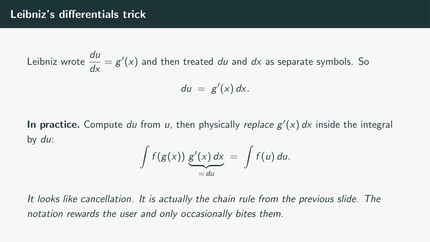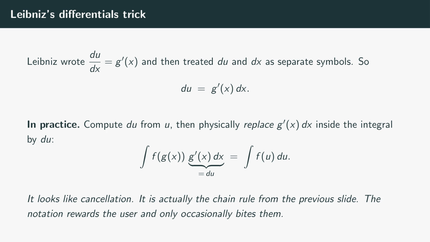If du over dx equals g prime of x, you can multiply both sides by dx and write du equals g prime of x dx. In practice, this is how everybody does substitution. You write down your choice, u equals g of x. You differentiate to get du over dx equals g prime of x. You write du equals g prime of x dx. And then inside the integral, every place you see g prime of x dx, you cross it out and write du. The composite f of g of x becomes f of u, and out pops a clean u integral.